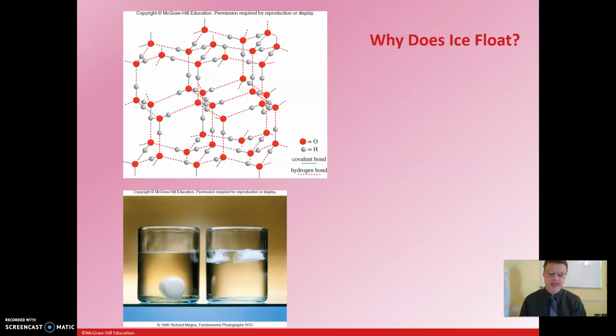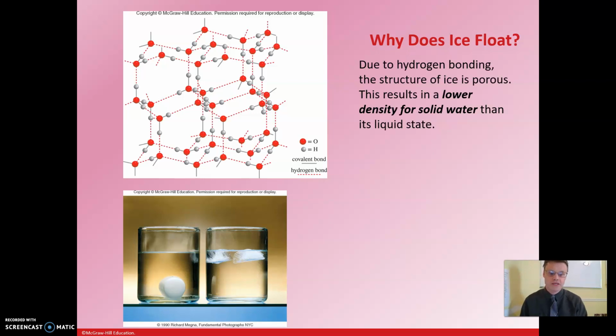Okay, and then another really important property is that solid water is less dense than liquid water. So ice floats. Okay, and the reason ice floats is that solid water is less dense than liquid water, and density is the mass per unit volume. Often we measure it in grams per milliliter or grams per cubic centimeter.